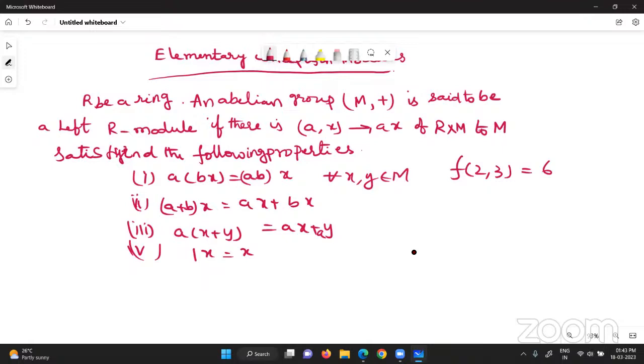we are saying that an abelian group (M, +) is said to be a left R-module if you have a(bx) = (ab)x, (a + b)x = ax + bx, a(x + y) = ax + ay, and 1·x = x. Okay, so this is the elementary, what we call an R-module, a left R-module.